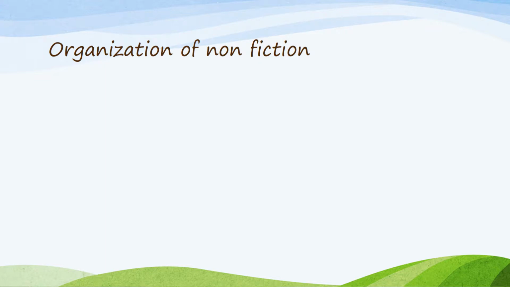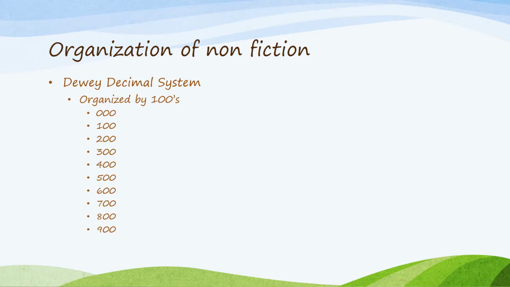Now that we've seen how fiction is organized, we're going to take a look at nonfiction. It uses something called the Dewey Decimal System. There are 10 categories, and these 10 categories are broken into hundreds. And they do contain decimals. At the 6th grade library, everything's broken into 3 decimals. And I want you to think money when we organize it.